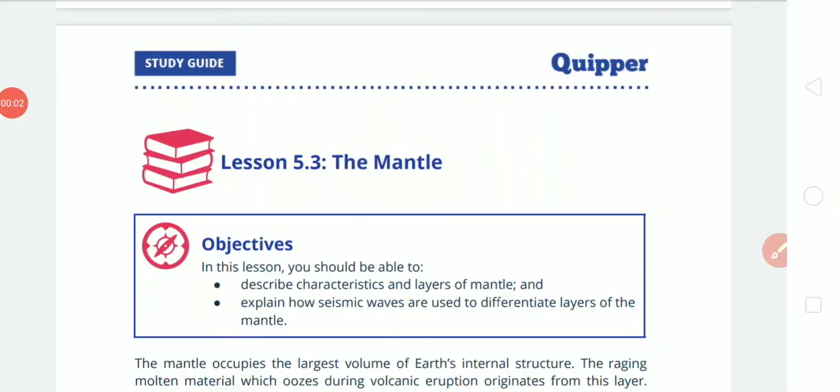So we are on the third topic of Unit 5, which is about the mantle. For the objectives in this lesson, the students are expected to first describe the characteristics and layers of the mantle. Second, explain how seismic waves are used to differentiate layers of the mantle.